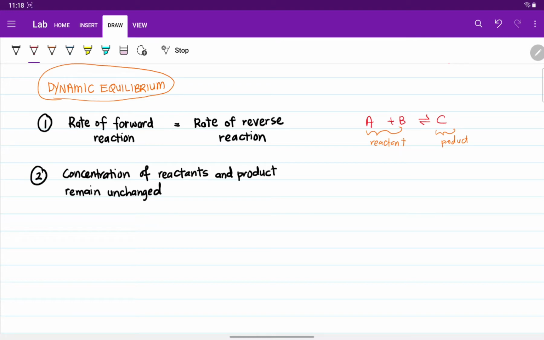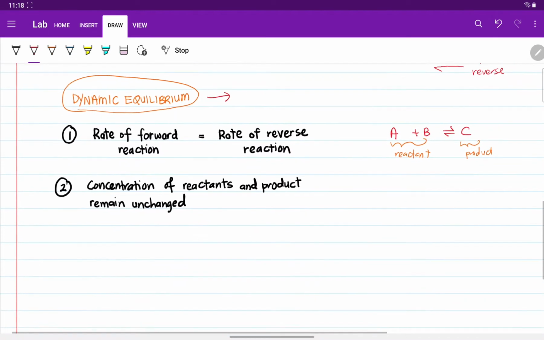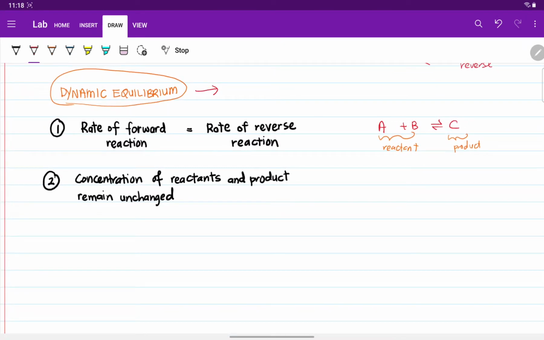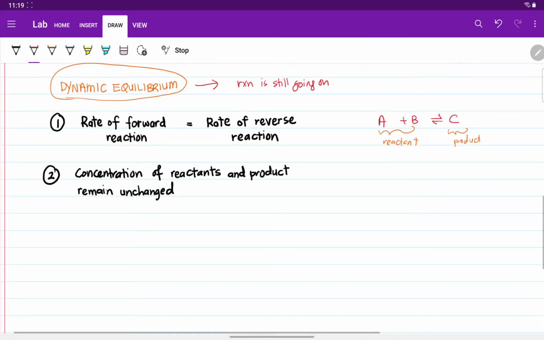Okay, dan apa berlaku pada reaction pada keadaan dynamic equilibrium? Okay, so you need to understand at dynamic equilibrium, reaction is still going on. Okay, maksudnya dekat sini forward and reverse reaction does not stop. Masih lagi berlaku A tambah B untuk hasilkan C. Masih lagi C akan terurai untuk jadi A dan B. Cuma kadar dia adalah sama. So, sebab kadar dia sama, so that's why concentration takkan berubah.